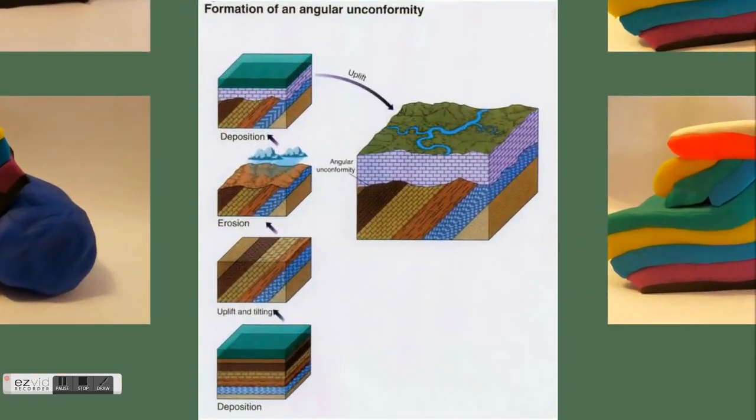Formation of an angular unconformity. An angular unconformity forms by deposition of sediments, uplifting and tilting of those sediments, erosion of those sediments, and then deposition and erosion of a new layer of sediments on the old uplifted sediments.